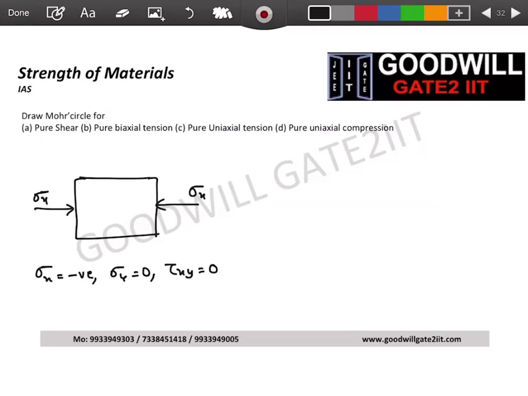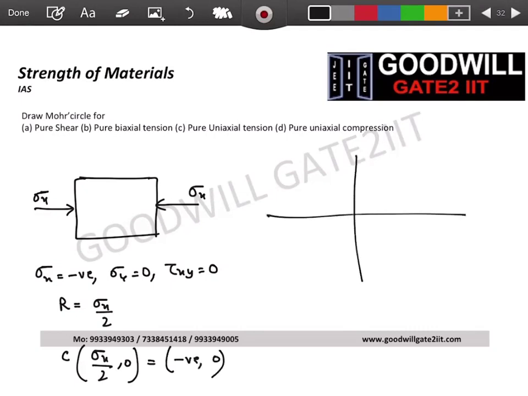Yes, Dave. So your radius of Mohr circle will be sigma x by 2. And because sigma x is negative, this number will be negative. But radius is a distance, right? So don't worry about whether it is positive or negative. But see the center. This is sigma x by 2, comma 0. And sigma x is negative. So you will get a negative value, 0. So your Mohr circle will look something like this.